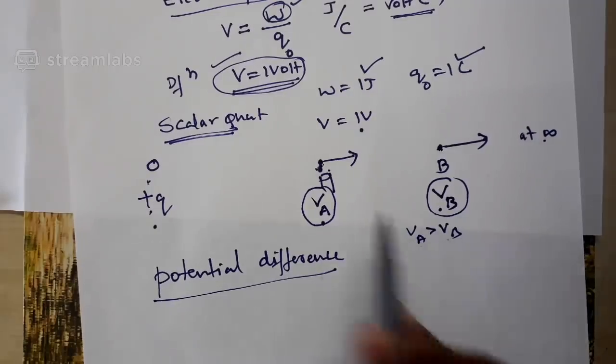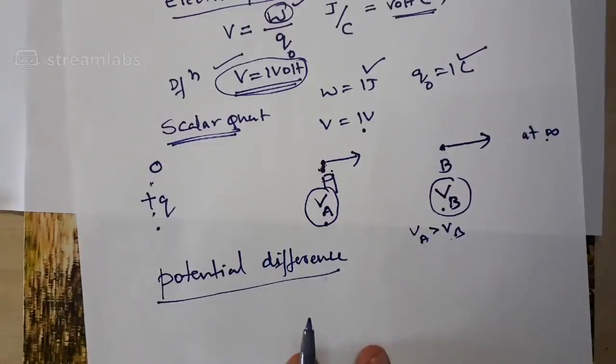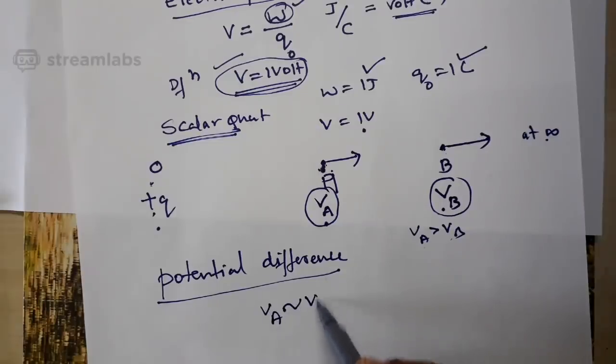We know VA is greater than VB according to this explanation. Mathematically speaking, potential difference between the 2 points is nothing but the difference in the potential at the 2 points. That means I can write potential difference between A and B generally as VA minus VB. It is a difference symbol, VA minus VB. It is a potential difference between the 2 points. But in physics we try to define each and everything, so we'll try to define what this potential difference is also.